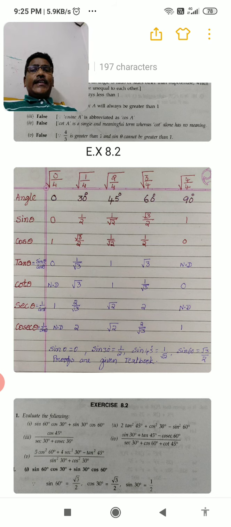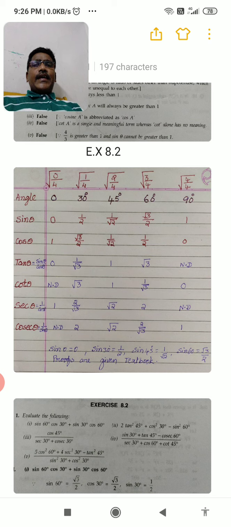For cosecant theta, you can take the inverse of sin theta, or you can write the reverse of the secant theta values. See, the last, not defined, becomes the first, the last second becomes the first second, the middle one is root 2 only, the first second goes to the last second, and the first one goes to the last one. So this is the way to remember.